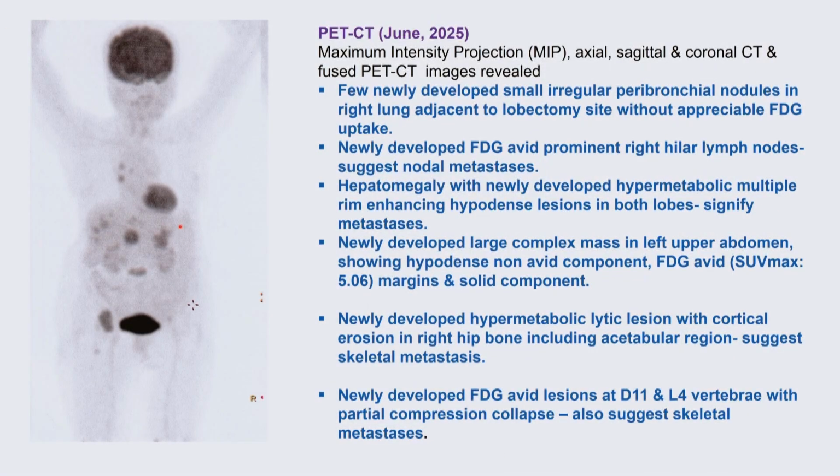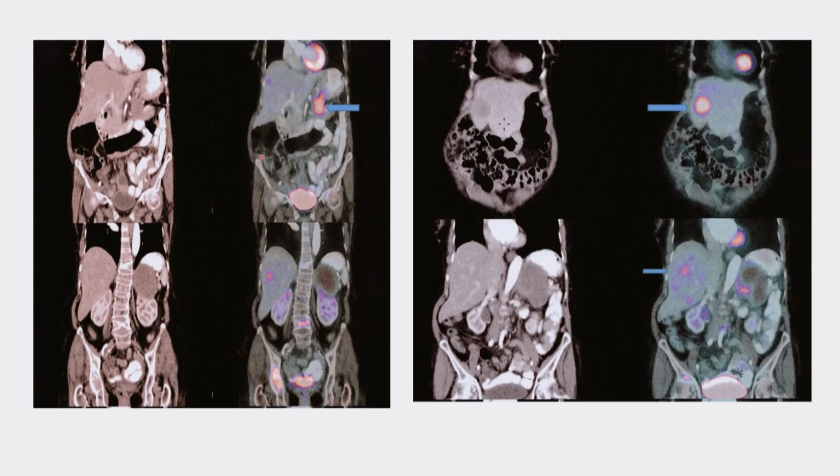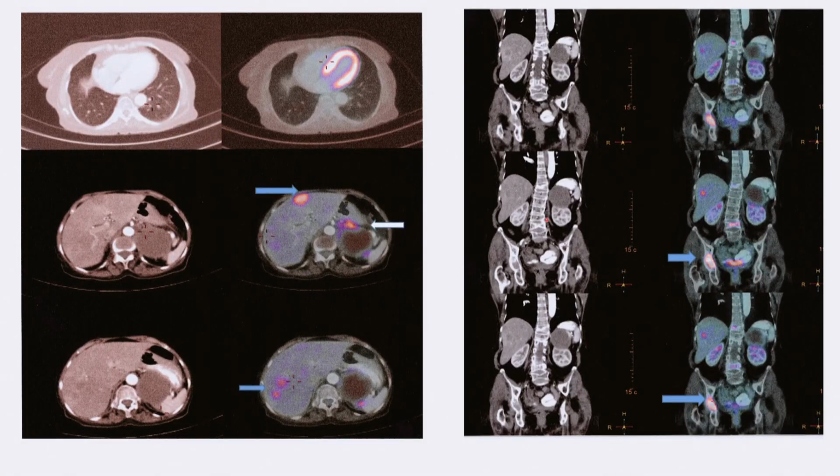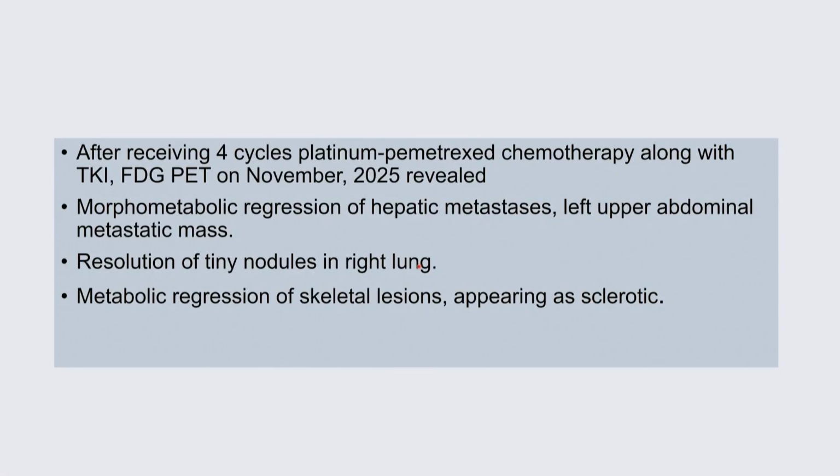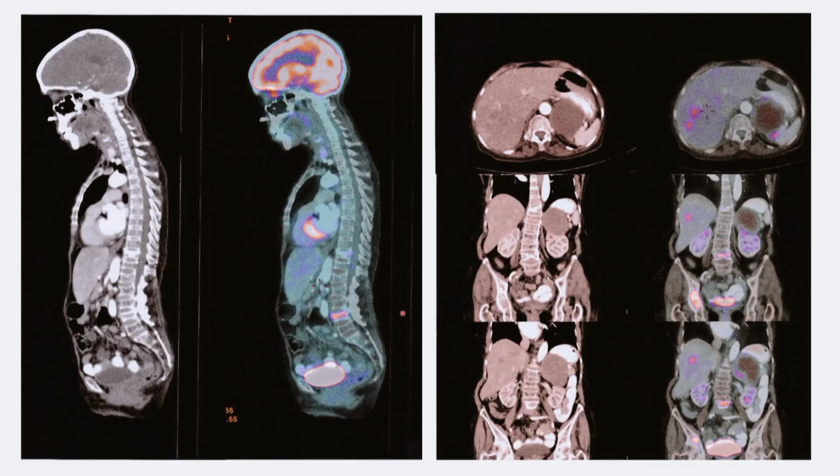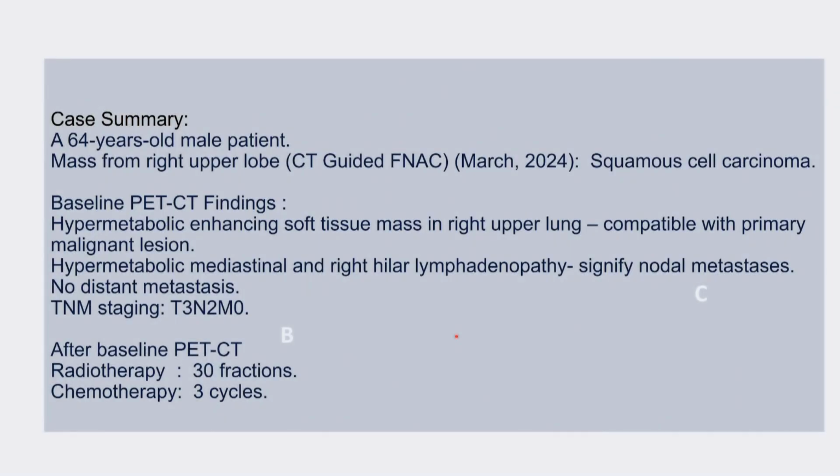And then the patient showed marked disease progression. The patient developed mediastinal lymph node, multiple hepatic metastasis, a left upper abdominal metastatic mass, and also skeletal metastasis. But after giving 4 cycles of platinum-based chemotherapy along with oral TKI, this patient showed morphometabolic regression of hepatic metastasis and skeletal metastasis.